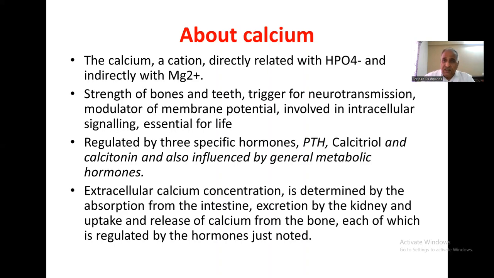The extracellular calcium concentration is determined by the absorption from the intestine, one, and excretion from the kidney, and the uptake and release, that is the amount of transfer from the bone. All of these are regulated by the dedicated hormones, especially PTH, calcitriol, and calcitonin.